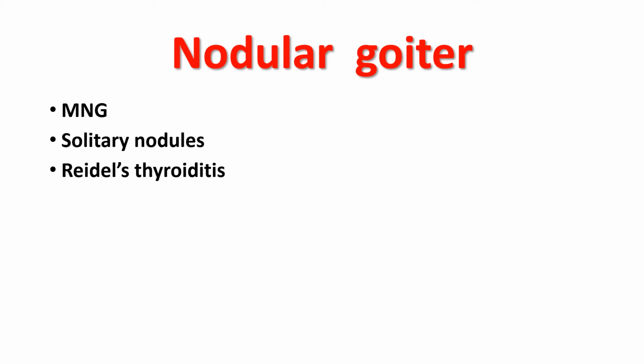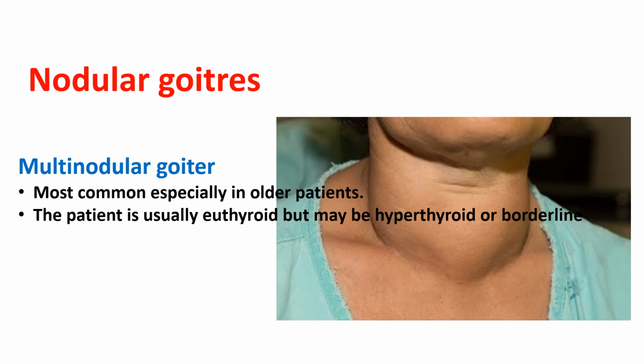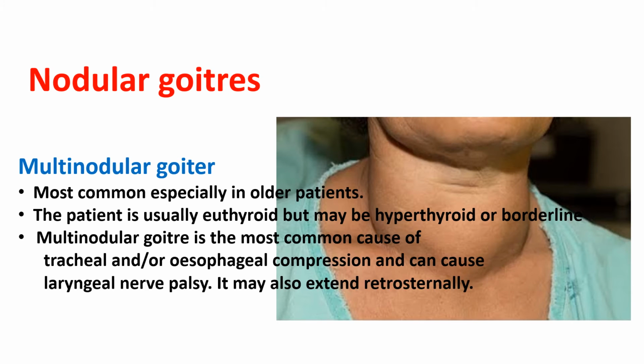Nodular goiter includes multinodular goiter, solitary nodules, and focal thyroiditis. Multinodular goiter is common among elderly patients, usually euthyroid, hyperthyroid, or borderline. Multinodular goiter is associated with tracheal and esophageal compression symptoms, which were mentioned before, and sometimes it is associated with retrosternal extension.